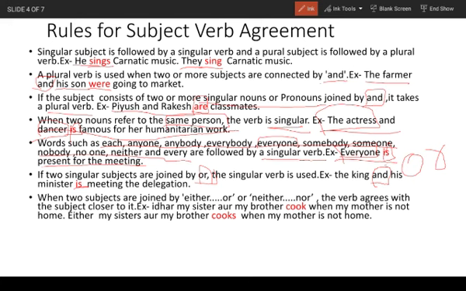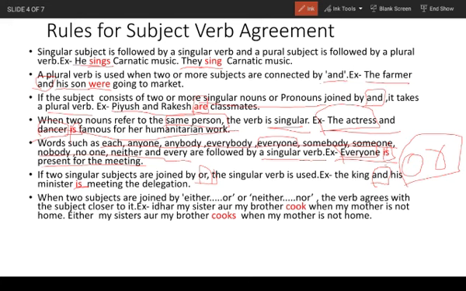So the answer would be, the verb would be plural, that is, the king and his minister are. But here we have joined the sentence by or, so at that time we are going to use a singular verb. When two subjects are joined by either-or or neither-nor, the verb agrees with the subject closer to it.